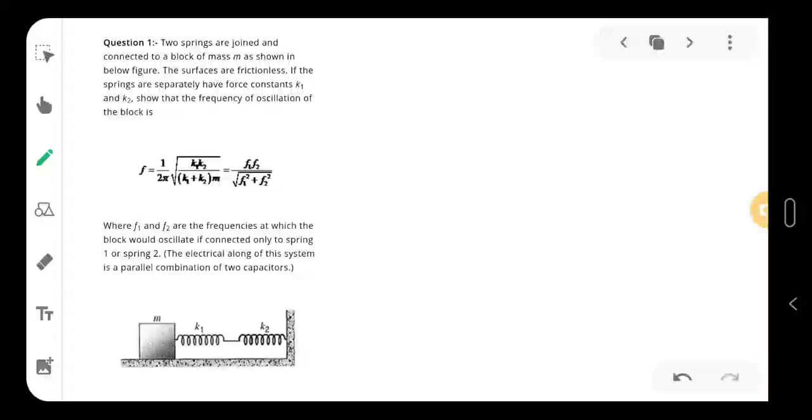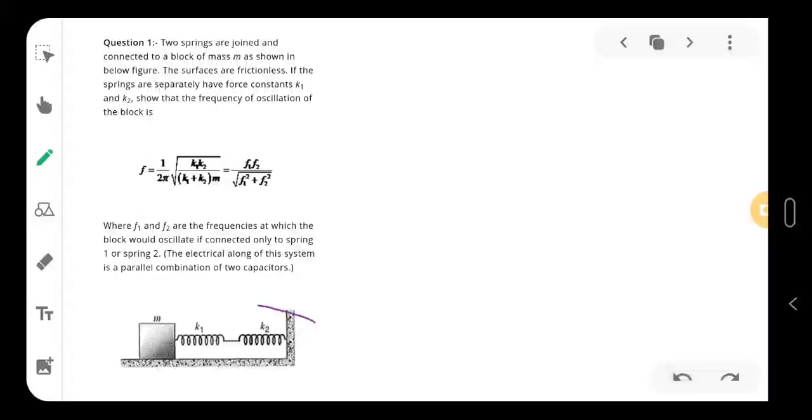So you can see here two springs are connected to a block of mass m as shown in the figure below. The surfaces are frictionless. If the springs separately have force constants k1 and k2, show that the frequency of oscillation is this. So f1 and f2 are the frequencies of their individual oscillations. Like if we add only k1 here, or only k2 here, then we have to prove this thing, right? So what to do?